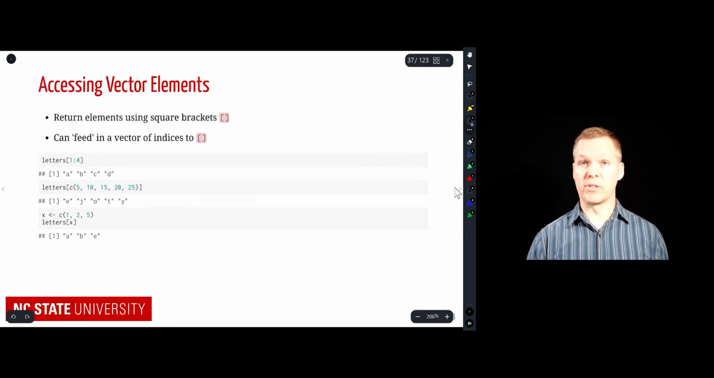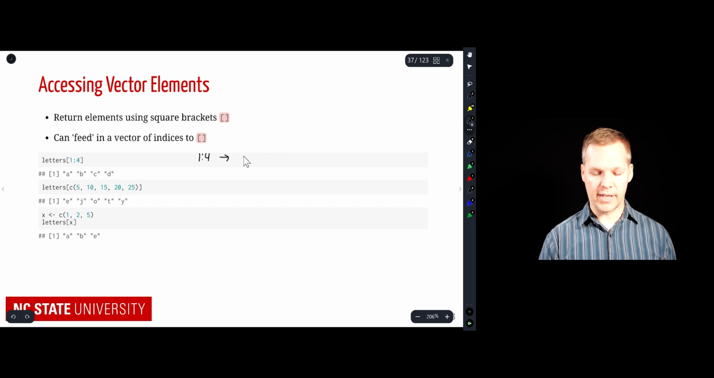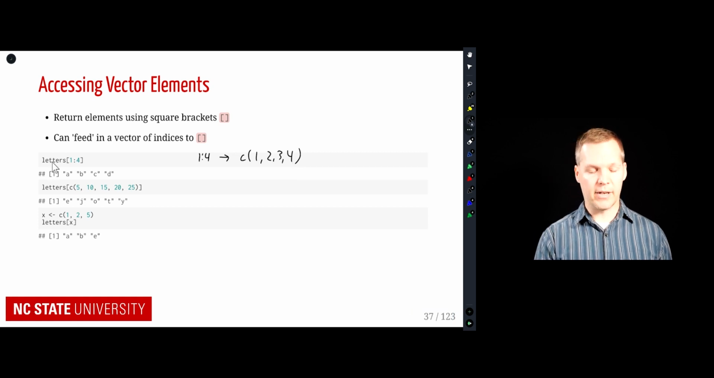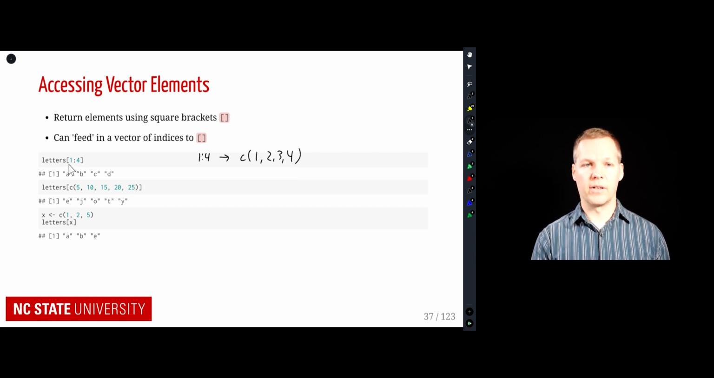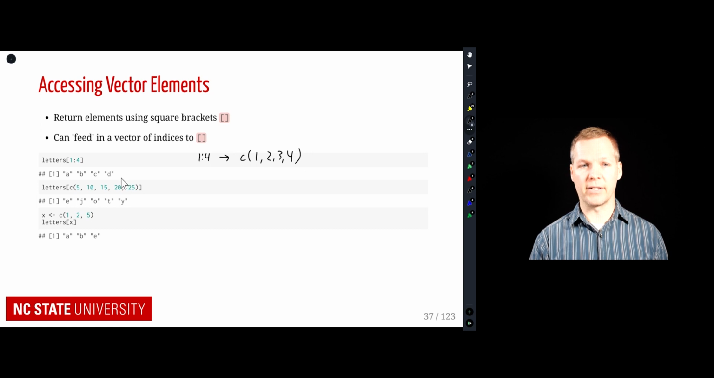What's kind of great is that you can return more than one element at a time, which is, of course, kind of useful. So remember that 1 colon 4, what that's going to produce, it's the same thing as saying I want to create a vector 1, 2, 3, and 4 put together. So what we're saying here is from the letters object, within the brackets, I'm saying these are the things that I want to return. I want to return the first, second, third, and fourth elements. And so that's what I get out here. Similarly, here I'm going to create my own sequence, 5, 10, 15, 20, and 25. So I'm going to return those from the letters object as well.